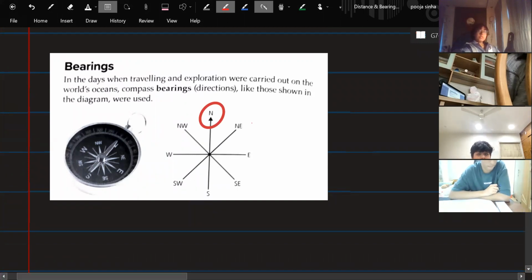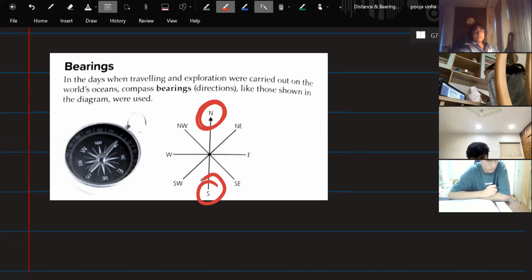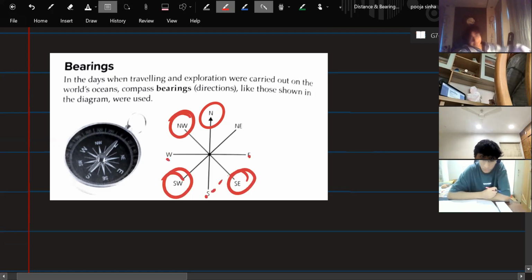So let's start with the four main first. What are the four main? North, east, south, west. Never eat soggy waffles. These are the four main directions that we are aware of, right? What happens between north and east? We get northeast. Northwest. West and south, southwest. South and east, southeast.